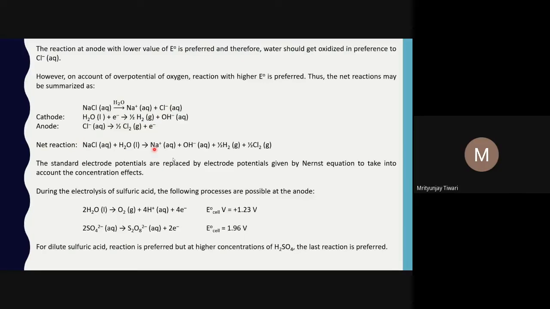So the net reaction: NaCl plus water means NaCl is dissolved in water, it provides NaOH, Na plus aqueous plus OH minus. NaOH is a strong electrolyte, so it will be almost 100% ionized in water, plus half hydrogen, and this hydrogen gas will be liberated at the cathode. Because at the cathode reduction happens and at the anode oxidation happens, at the anode chlorine gas will be liberated. So in the electrolysis of aqueous NaCl solution, we see the production of hydrogen at the cathode and chlorine gas at the anode.